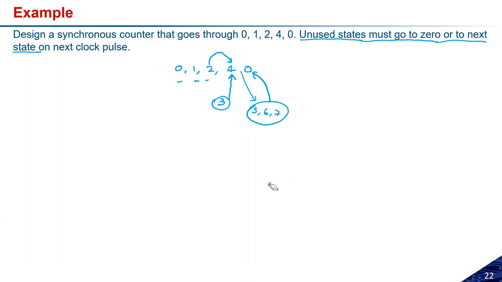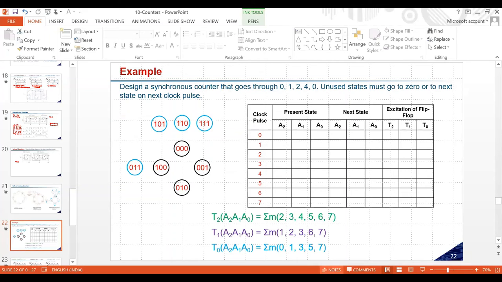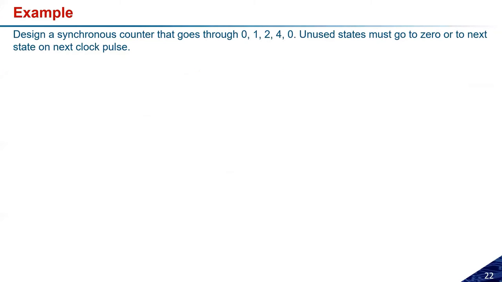So let us try to make the state diagram based on this understanding. Oh, what is happening? There is some problem here. I think I need to correct it. Okay, I think you are able to see the screen, right? Can anyone acknowledge? There was a problem in between. You are getting the screen and voice? Yes, sir. Okay, fine.